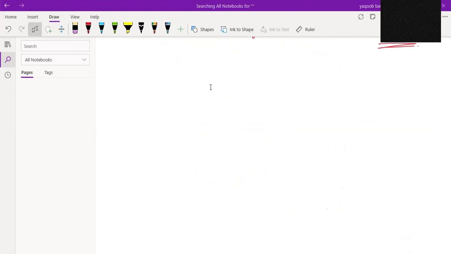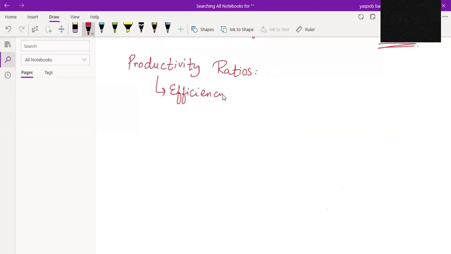Okay. So if you have no question, then we will move on to the next part of the labor, which is called productivity ratios. Basically, productivity ratios are measuring the performance of productivity. There are three types of productivity ratios. One is called efficiency, the other one is called capacity, and the third one is called activity.